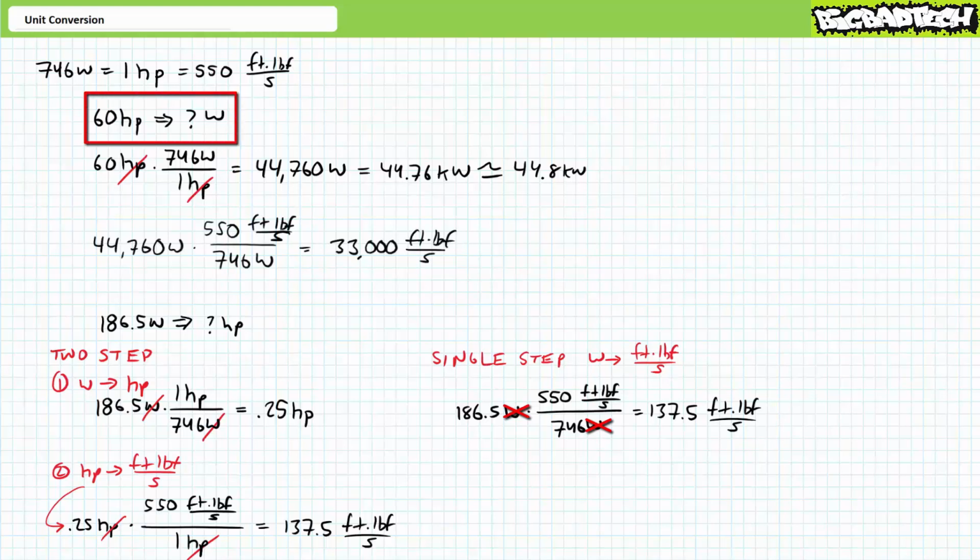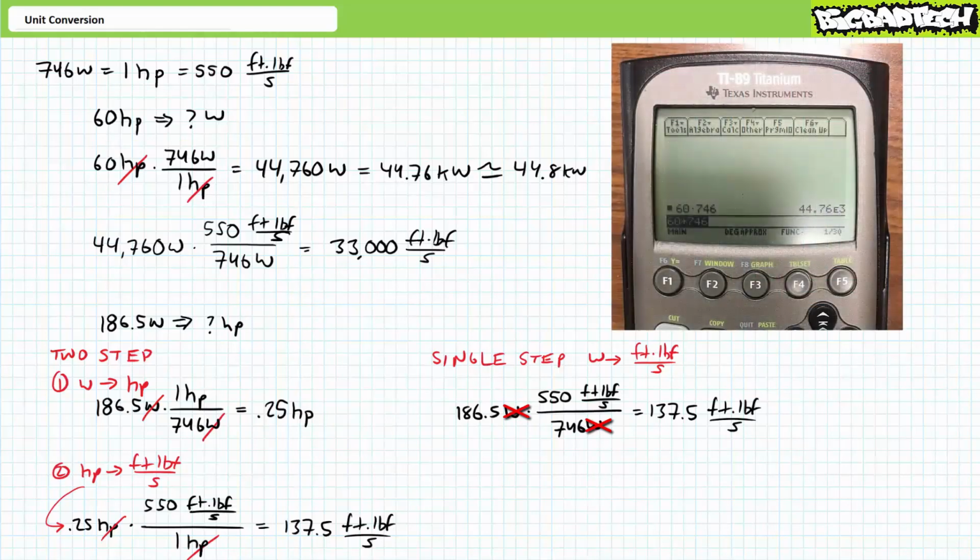Consider our first example. We were asked to convert 60 horsepower to watts. Watts uses engineering prefixes. 60 times 746 yields 44.76 E3 on the TI-89. E3 is the prefix kilo, so this is 44.76 kilowatts. Again, if we were asked to round this to the tenths place, it'd be roughly 44.8 kilowatts.